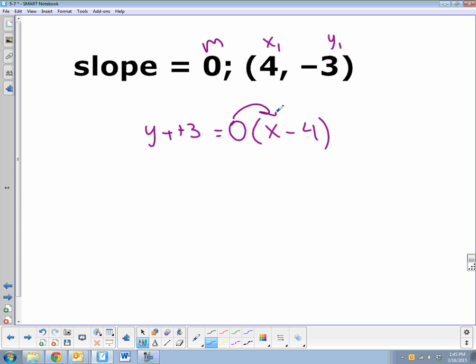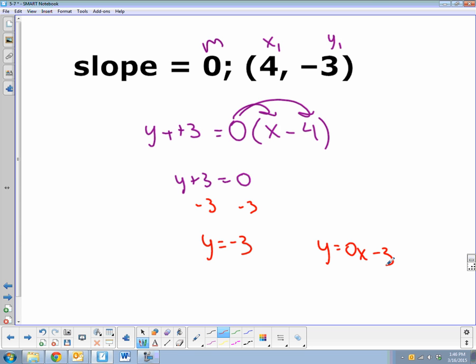And then if I distribute here, I get 0 minus 0. Okay, so y plus 3 equals 0. 0 times anything is 0. If I then solve for y, I get y equals -3. That seems odd, but it is correct. And you could write it as y equals 0x minus 3. And if you graphed that, you'd have a slope of 0. Remember, a 0 slope goes straight across like that.